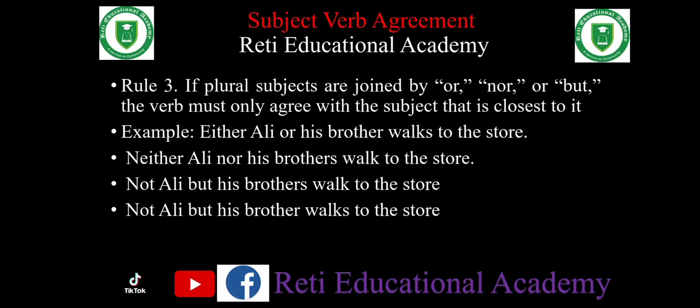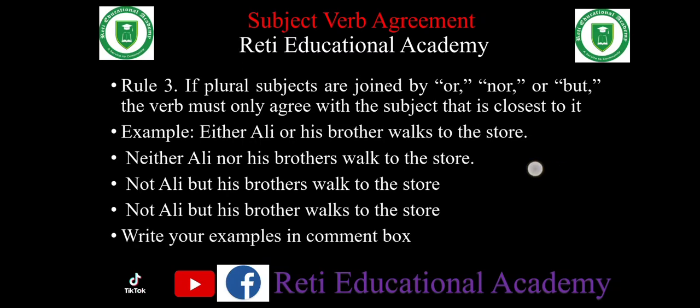In the first example, his brother is closest to the verb, so it will use a verb with s. In the second sentence, the closest subject is in plural form, so it will not take s. Additionally, in the third sentence, his brothers is in plural form and the verb is in plural form. So keep in mind the rule that if subjects are joined by or, nor, or but, the verb must only agree with the subject that is closest to it.